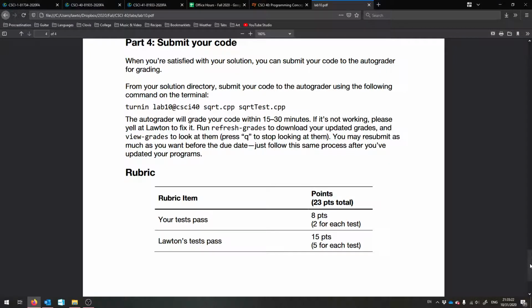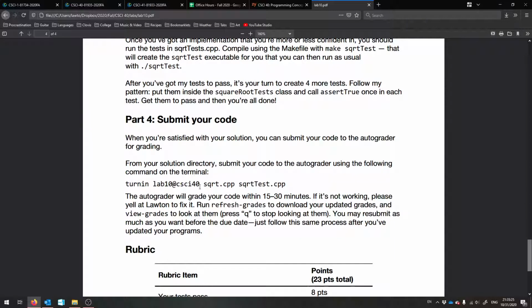And that's all I got for you. So you'll turn in those 2 files, square root.cpp and square root test.cpp.